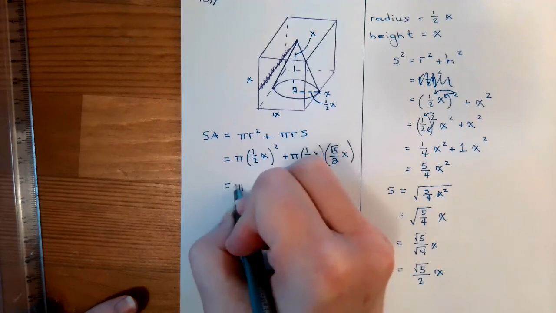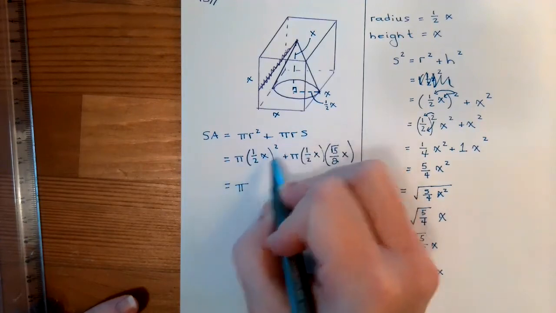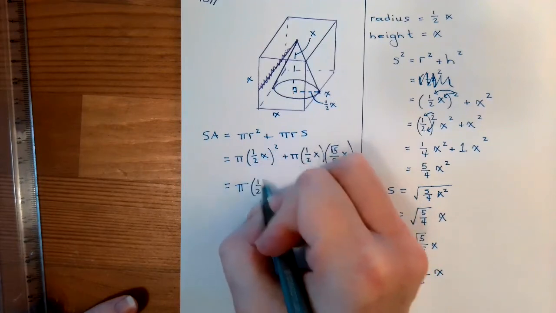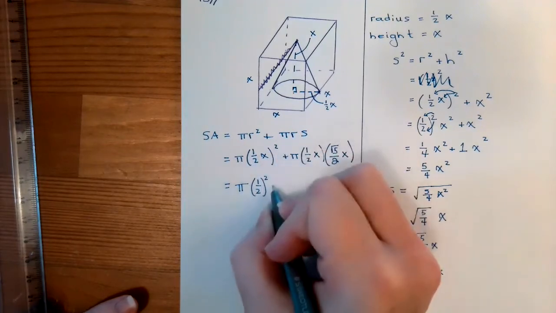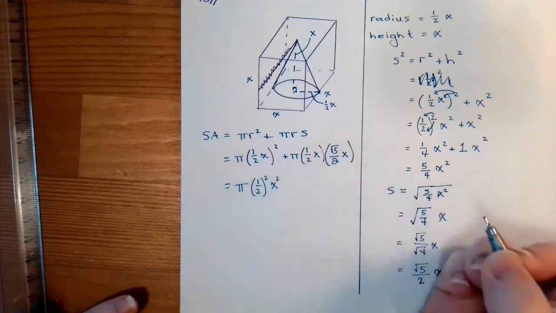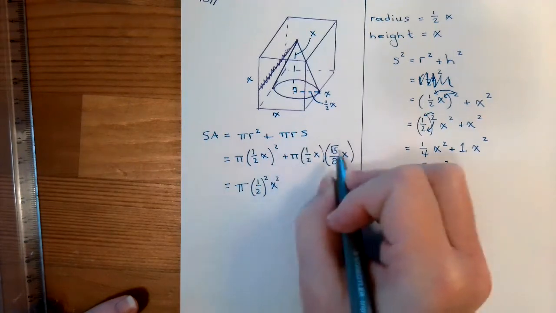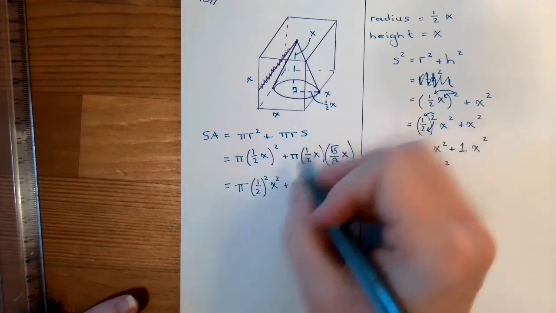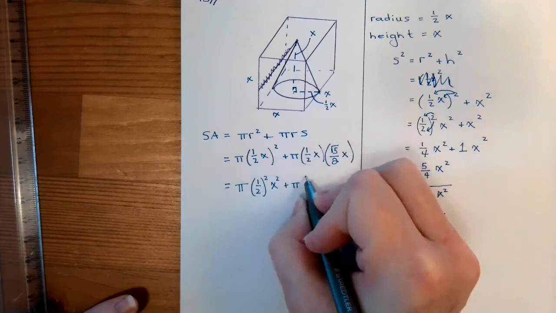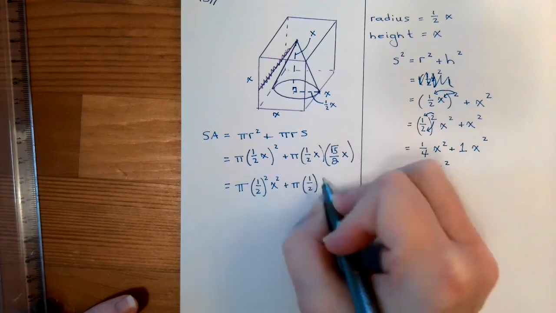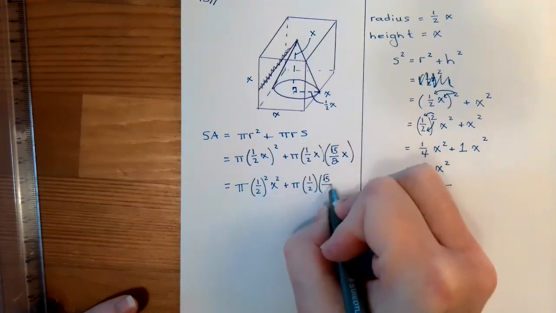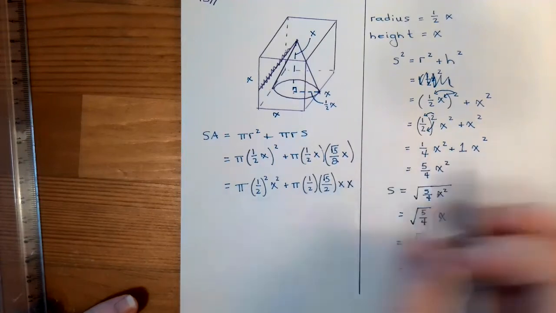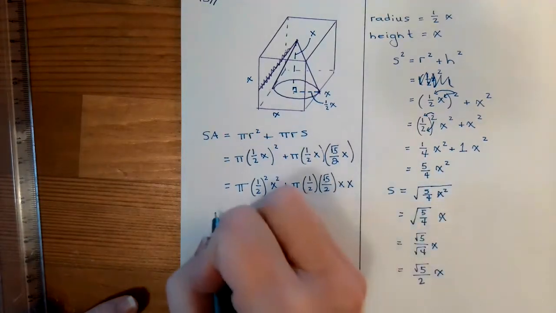So I have pi. Now, again, 1/2 squared, so I have 1/2 squared and x squared. And then here I have plus pi. And when I multiply everything together, what I really end up with is 1/2 times the root of 5 over 2 times x times x. So all of these things are multiplied together. All right, let's keep going.